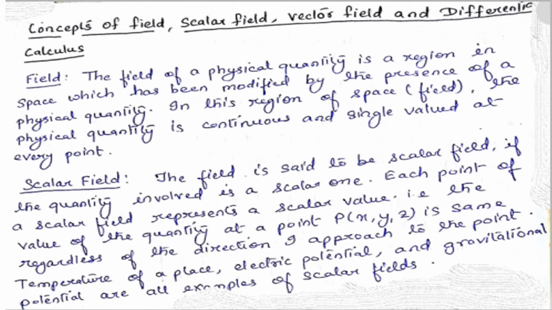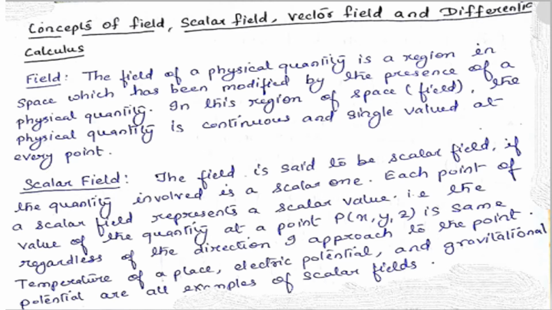If you talk about any physical quantity, as for example, suppose I talk about charge. Charge is a physical quantity, right? So what happens if you talk about charge? This charge is going to modify the space around itself. Okay, so this is what a field is. Or I can say the field of a physical quantity is a region in space which has been modified by the presence of a physical quantity.